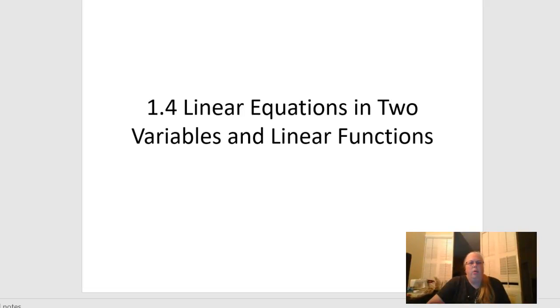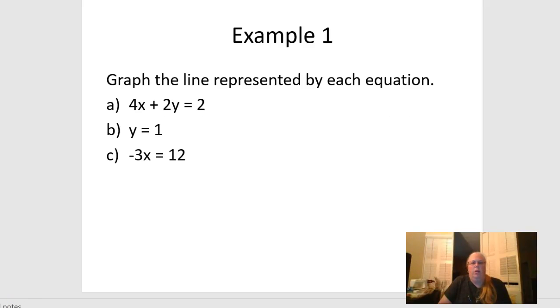These examples go with lesson 1.4, linear equations in two variables and linear functions. Example 1, graph the line represented by each equation. A, 4x plus 2y is equal to 2.